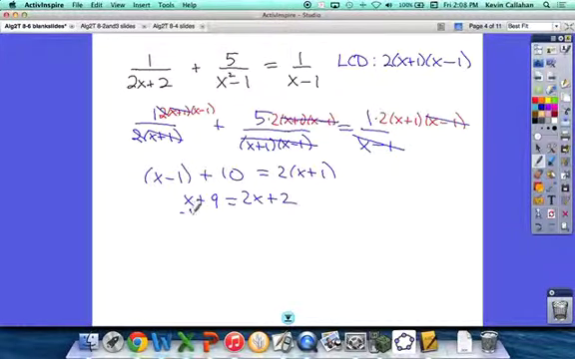Subtract x. 9 equals x plus 2. X equals 7.